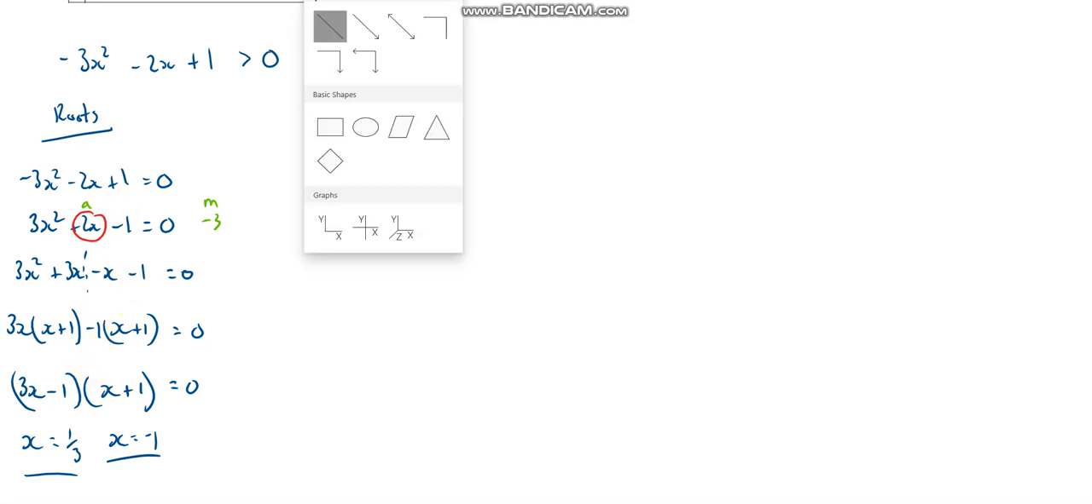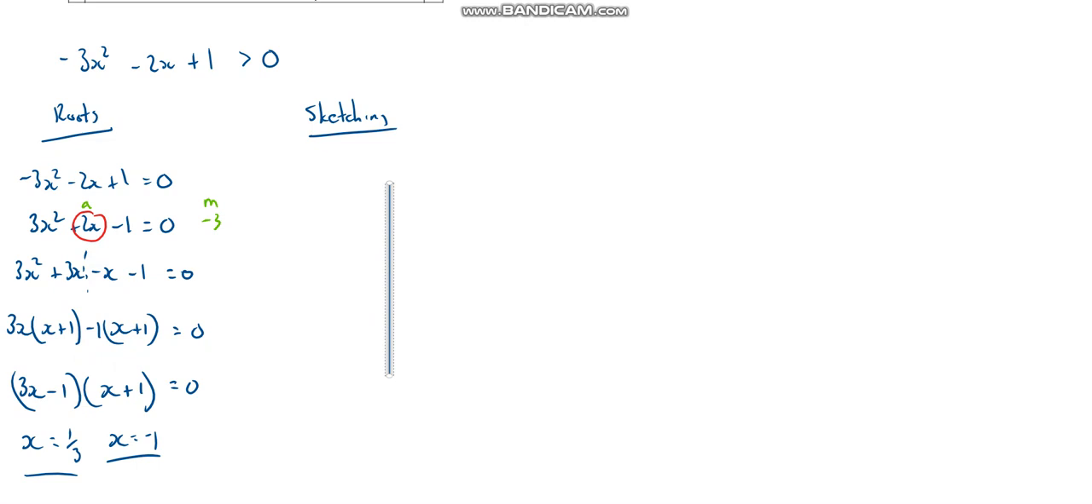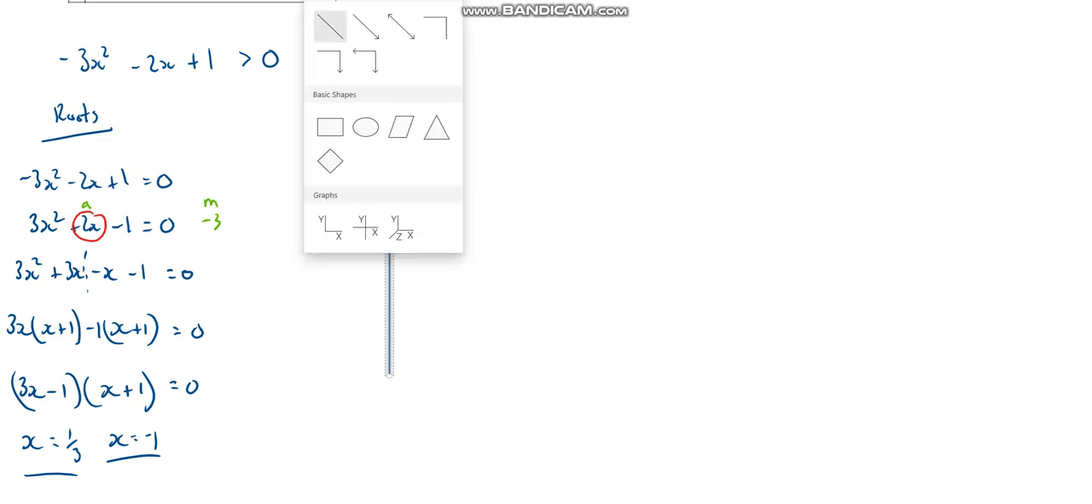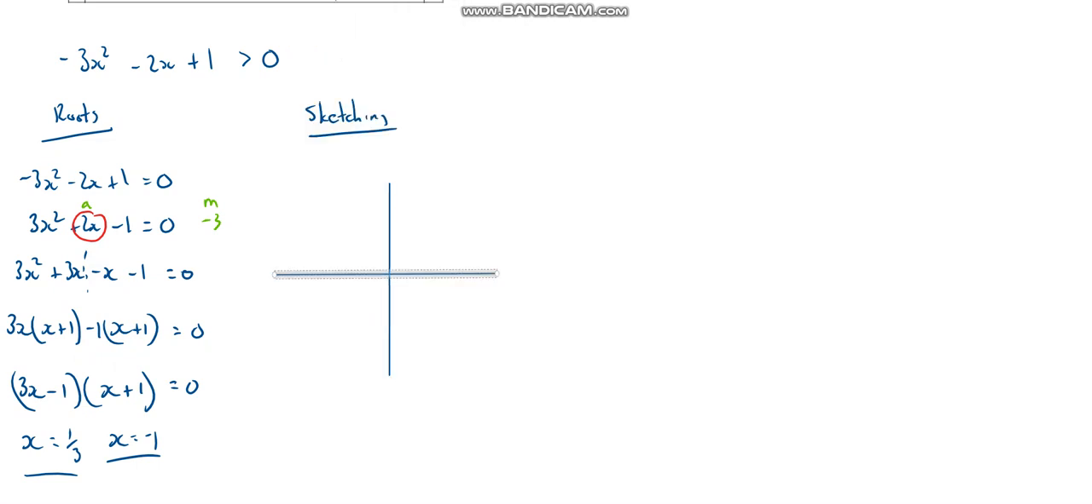And now we'll do our sketch. Okay, so I know the roots of the equation, so all I've got to do is draw in the roots. So we're at negative 1 and a third. So I've got negative 1, call that negative 1, and 1/3. Probably could give myself a bit more space. I'll give myself a tiny bit more space. There we go. That is the roots of this equation.